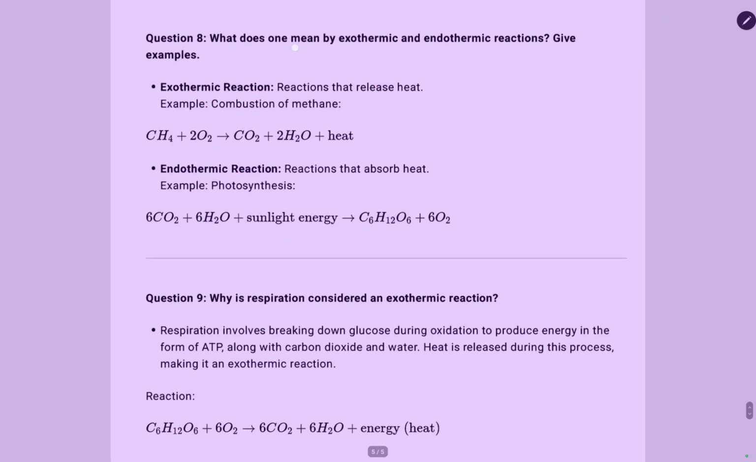So what do we mean by exothermic and endothermic reactions? An exothermic reaction means heat is released, and in an endothermic reaction heat is absorbed in the chemical reaction. You can give any example that you like. Here I have chosen these two examples. When CH4, methane, is oxidized by reacting with oxygen, heat is released in this process.